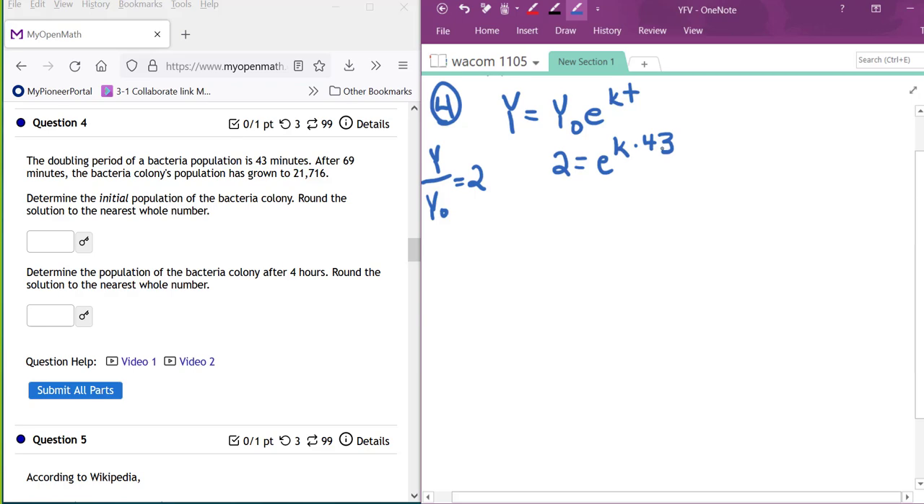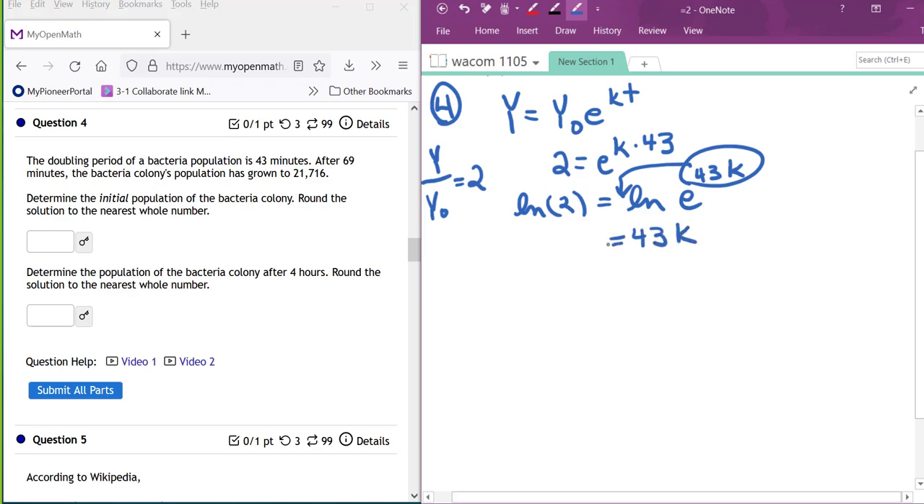So we do this to find the k. So we'll take the log of both sides. So log of 2 equals log over here, e to the 43k. This will come down. So we have 43k equals, ln of e doesn't matter, ln of 2. And now we'll divide by 43.